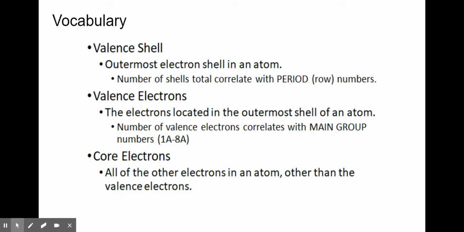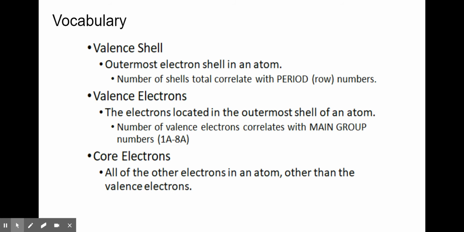So what do you mean valence and core? Well, we have valence electrons and core electrons. The valence electrons are the outermost electrons, and that's what you see represented with those spikes in that previous picture. And then the core electrons are all of the other electrons in the atom other than the valence. So how do we make that make a little sense?